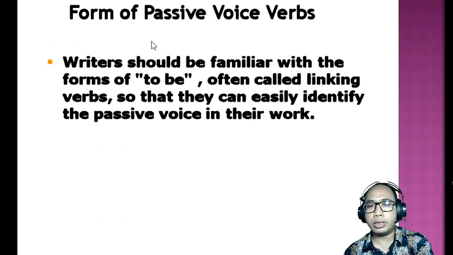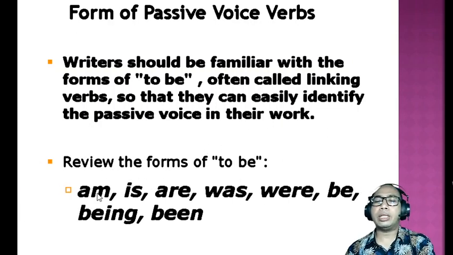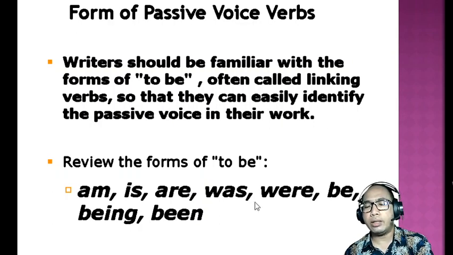Form of passive voice. Remember that passive voice is always preceded by to be, and then after that verb 3: to be and verb 3. And there are many kinds of to be. Am, is, are, commonly used for the present; was for past; be for the future; being for continuous; and been for perfect, atau sudah terjadi, been.